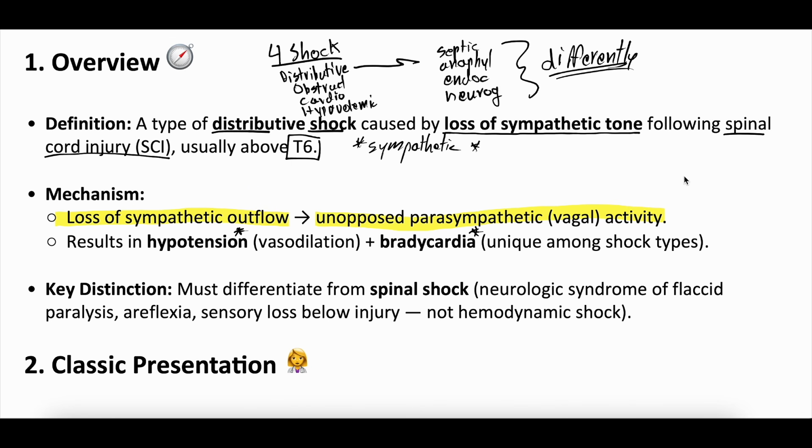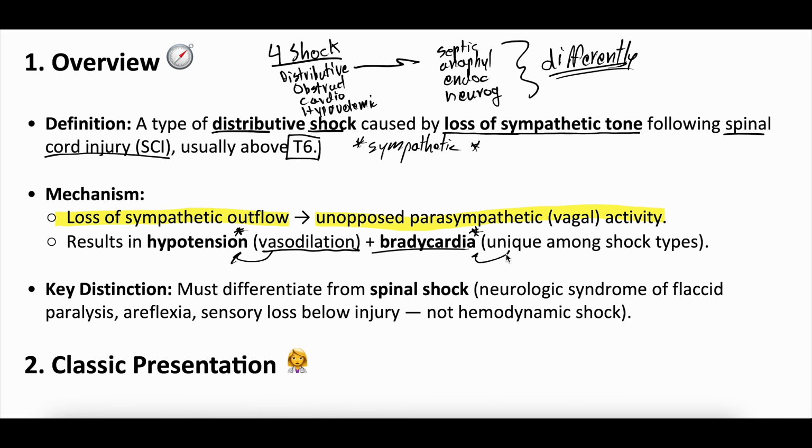All right. Your sympathetic tone usually would cause vasoconstriction. You can't. You only have parasympathetics. You get vasodilation. This leads to hypotension. Your sympathetic tone would usually lead you to have tachycardia. You don't have that sympathetic tone. You only have parasympathetic tone. So you get bradycardic.